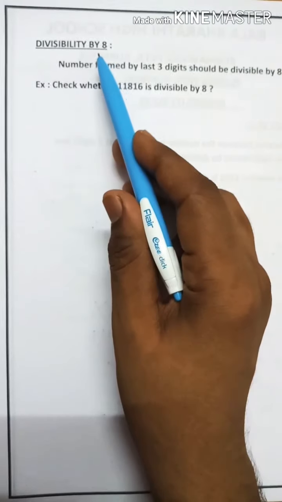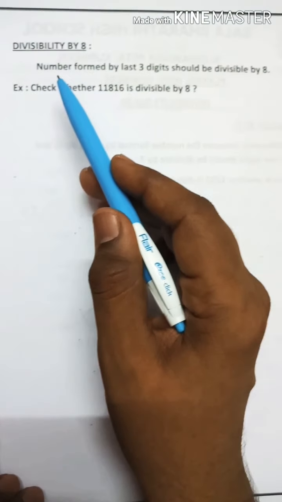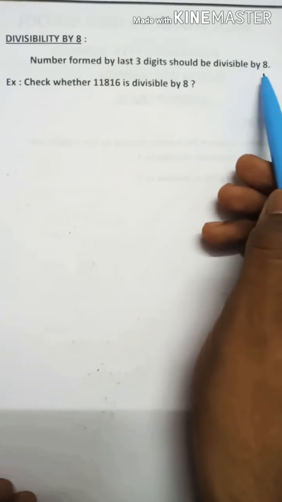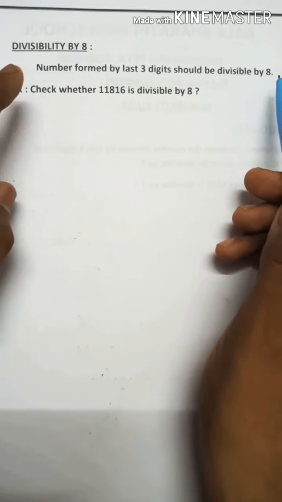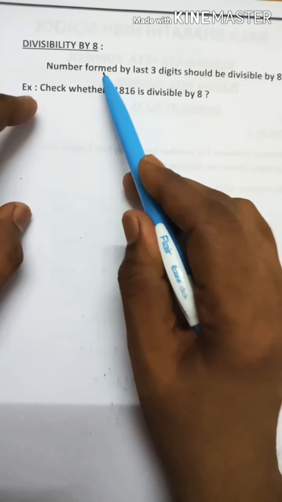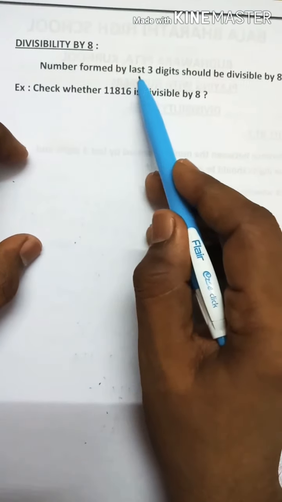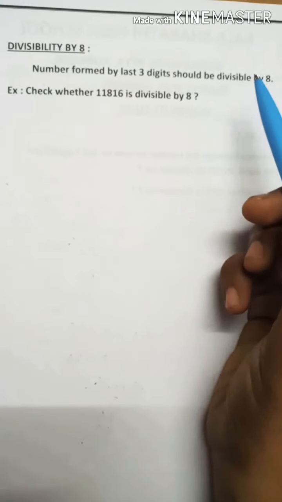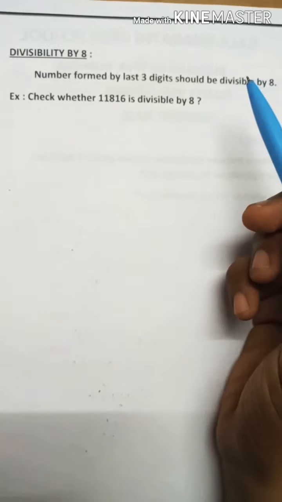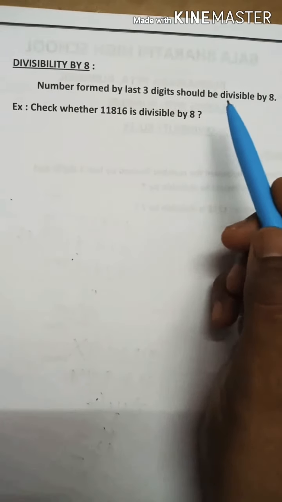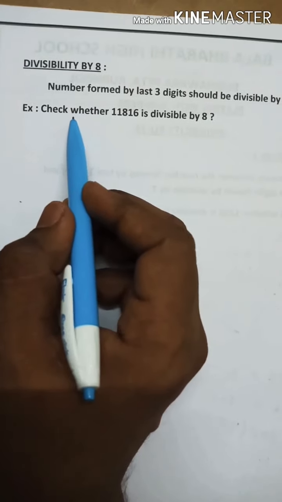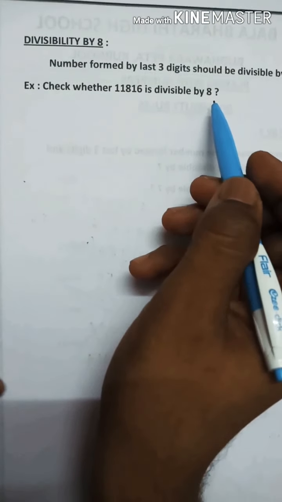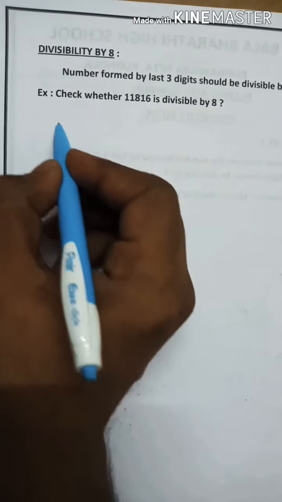Divisibility by 8. Divisibility by 8 states that the number formed by the last 3 digits should be divisible by 8. Okay, now let us take one example and let us discuss this rule in detail. Here we have a question, that is, check whether 11,816 is divisible by 8 or not. Okay, let us see.